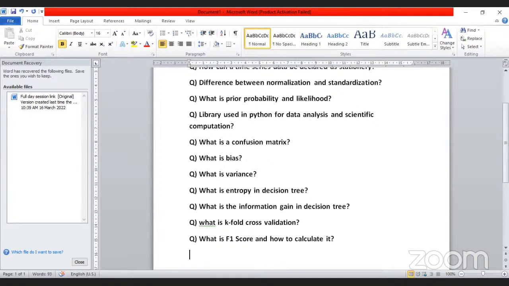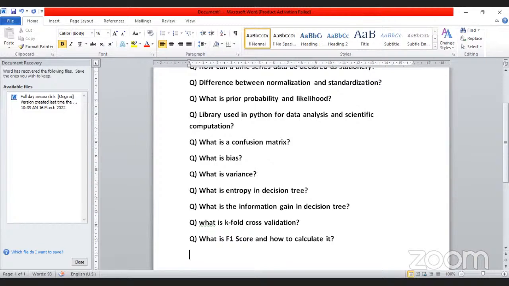The formula for the F1 score, how to calculate it, is precision into recall divided by precision plus recall, the whole formula multiplied by 2. This is the formula. Okay, so we will go again.